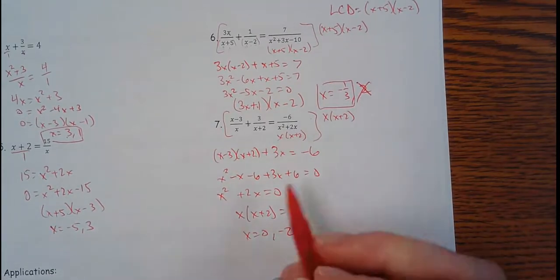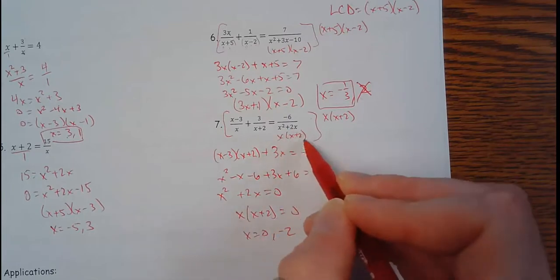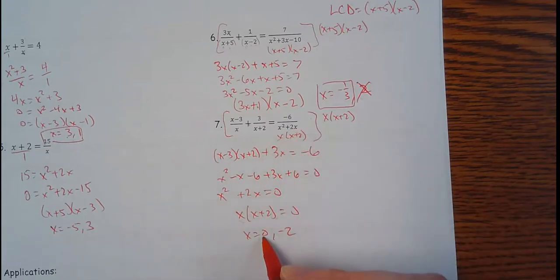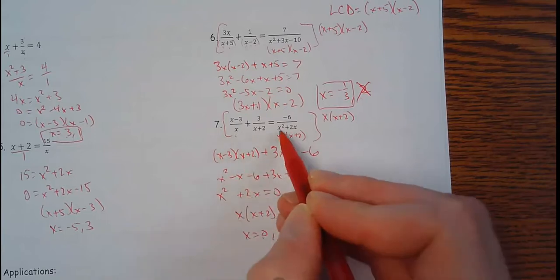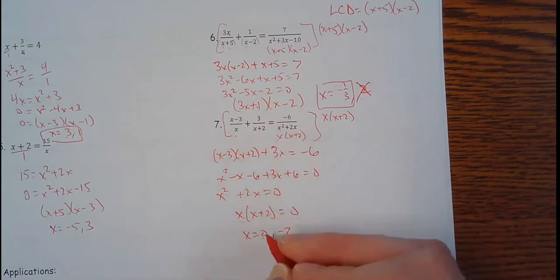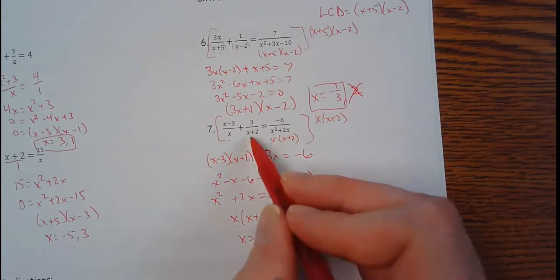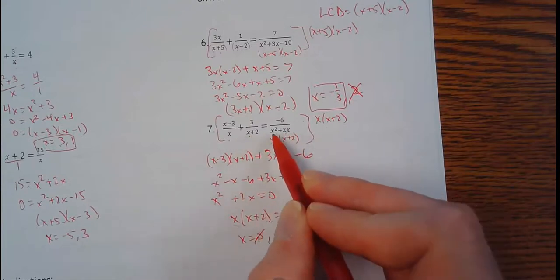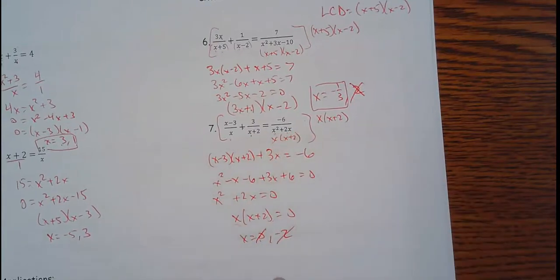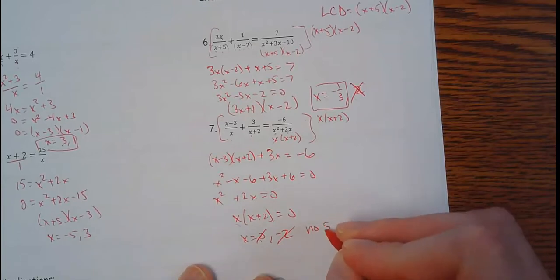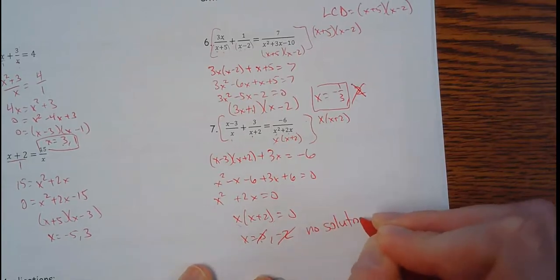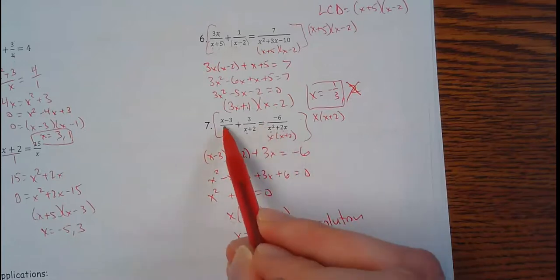And hopefully, seeing this already up here, that's kind of a red flag, because if I plug 0 in, if I plug it in here or here, that denominator is 0, so 0 is out. If I plug in negative 2 here or here, I get 0, so they're both out. So this actually has no solution. There is no number you can plug in for x to make this balance out.